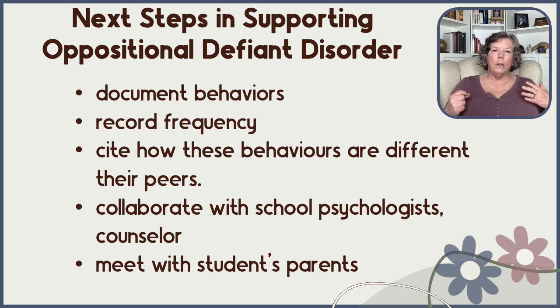You want to document specific behaviors and their frequency. You want to explain or cite how these behaviors are different from those of their peers, because if this is all a parent is seeing at home, then they're not going to know that it's inappropriate for the age. If you've got a student with a high frequency of behaviors, and I've listened to parents who've experienced this, you need to document to say this is happening frequently, so that you can get the support that you need and the student can get the support they need. You're going to want to collaborate with school psychologists or district psychologists, counselors, and the students' parents to discuss your observations and consider the possibility of professional evaluation.